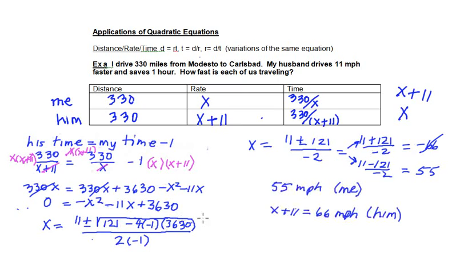There are a couple things to note. One is when we go back and interpret this, we've got that x is equal to 55, so that means that my rate or speed is 55 miles per hour. My husband's rate can be computed by plugging 55 in for x, and we get 66 miles an hour. A couple things from that. We notice that with our discarded solution, the negative 66, if we had added 11, we would have gotten the other number to be a negative 55.